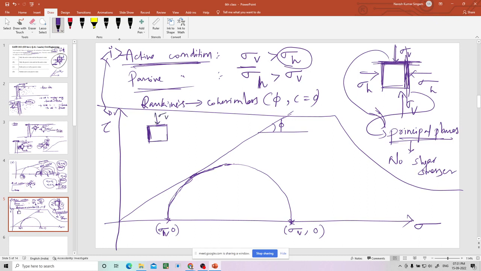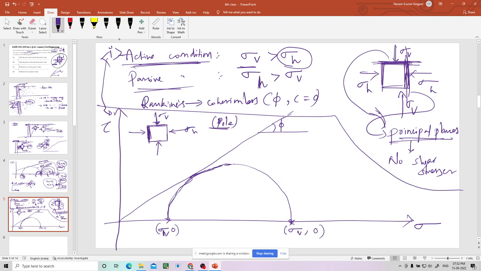So sigma h is like this always, but in this active condition, sigma v is greater than sigma h. That's why sigma h is here, sigma v is here, and I want to find out the pole. You might have heard what a pole is. This is to find out the failure plane angle. To find out the failure plane angle, you want to find out the pole. So how to find out the pole, I will tell you now.